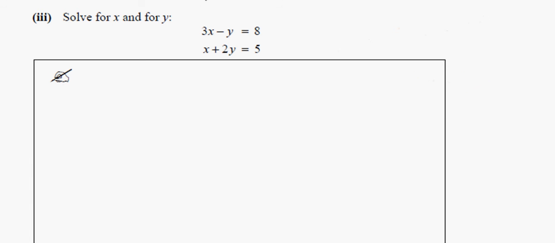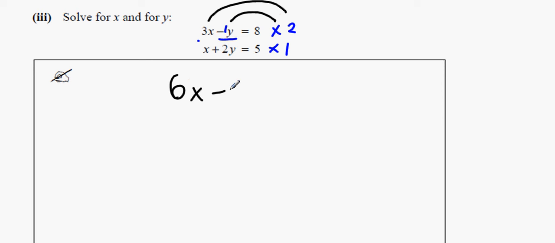So what we're going to do here is our little magic mirror. We're going to multiply the top one by 2, and the bottom one by 1, because a 1 comes in front of y. One of them's already a negative, and one of them's a positive, so they should cancel out nicely. So multiplying the top one by 2, 3 multiplied by 2 is 6x, minus 1y multiplied by 2 is minus 2y, 8 multiplied by 2 gives you 16. Second one, just multiply everything by 1, it stays the same.